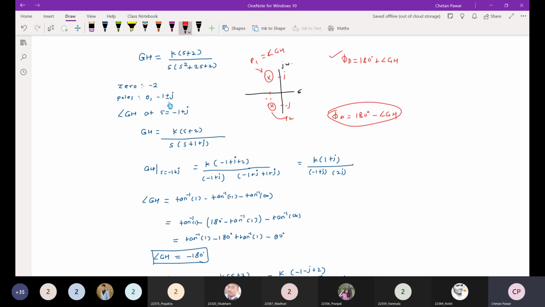So I will use point P1. I put s equal to -1 plus j into GH. Now if I calculate the angle for that, the angle of GH is -180 degree. So what is the angle of departure here? 180 degree minus 180 degree, so the angle of departure will be 0 degree. Where a complex pole exists, there the angle of departure exists. If complex zeros are there, the angle of arrival will be there.